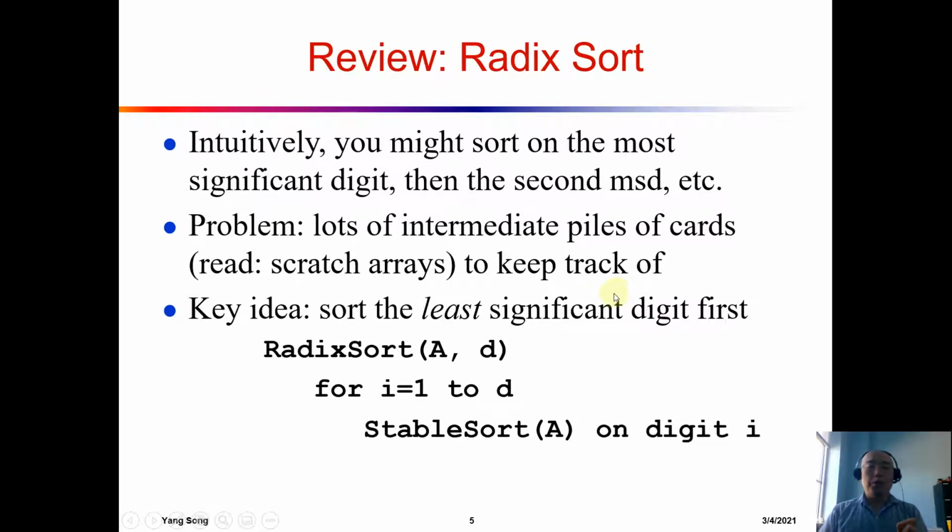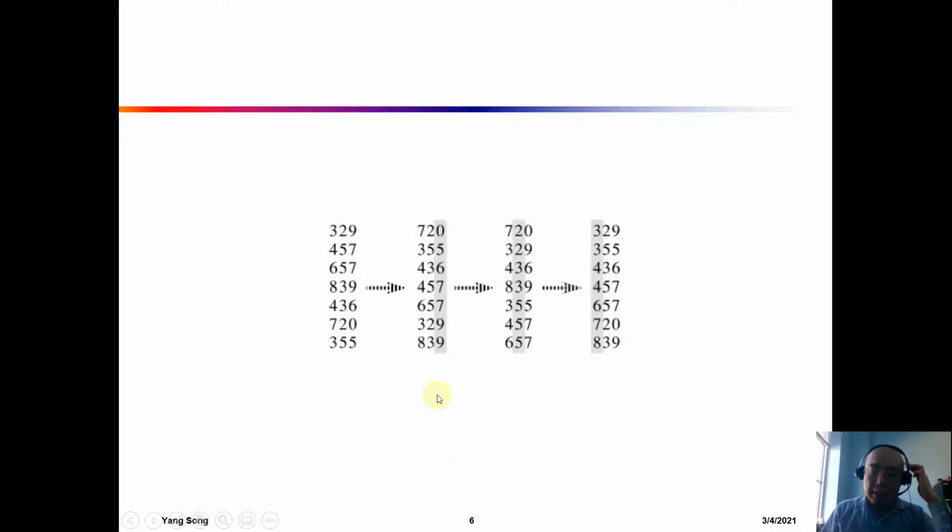We want to sort all the digits from the least significant up to the most significant. And for each of the passes, we are only sorting 1 digit. And remember, we have to use a stable sorting algorithm in this case. So if you look at this example, this is the unsorted list, and in the first pass, we want to sort all the values on the first digit, from 0 to 9.